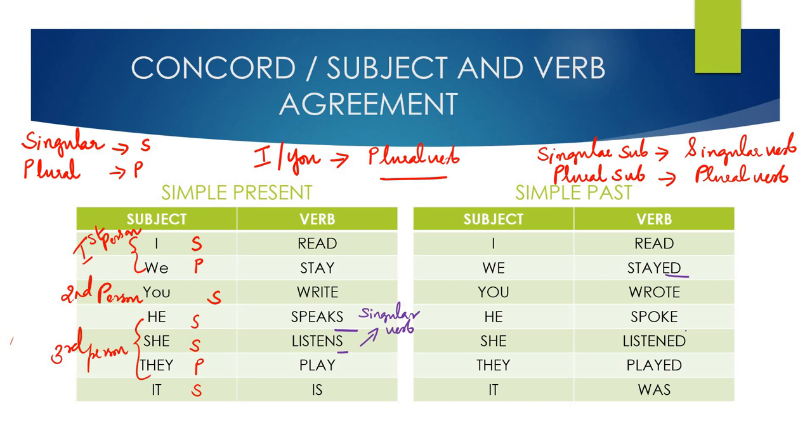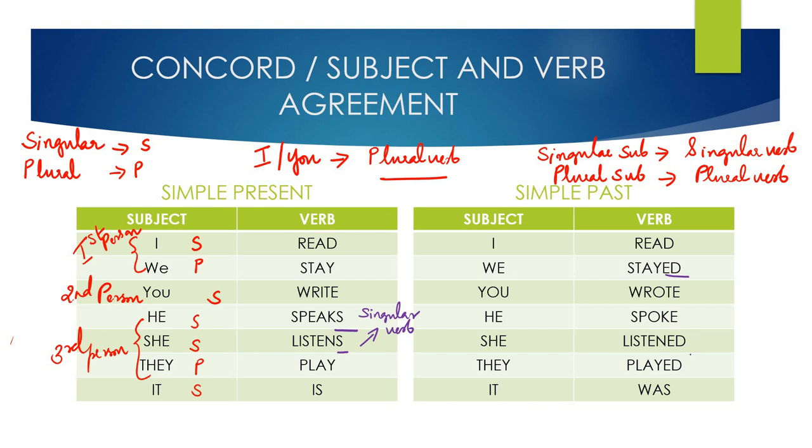She listened, their listens changes to listened. Why did it change to listened? Because we have written the past tense form of listens, that is listened. Play, they play. We write in simple present. In simple past, it becomes they played, where we add ed to the verb.